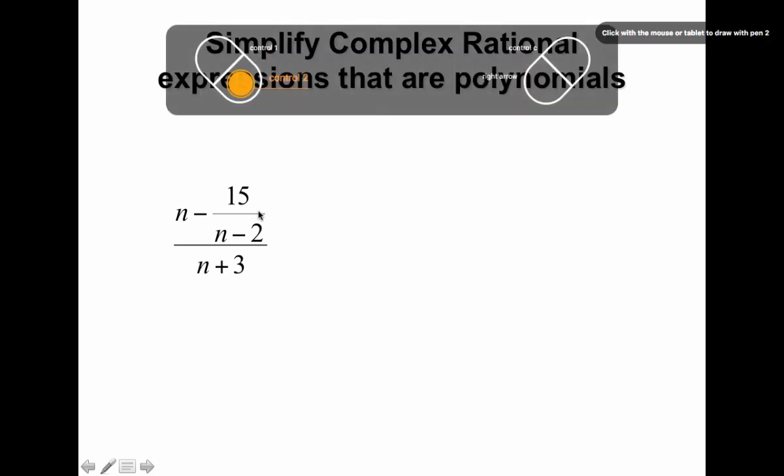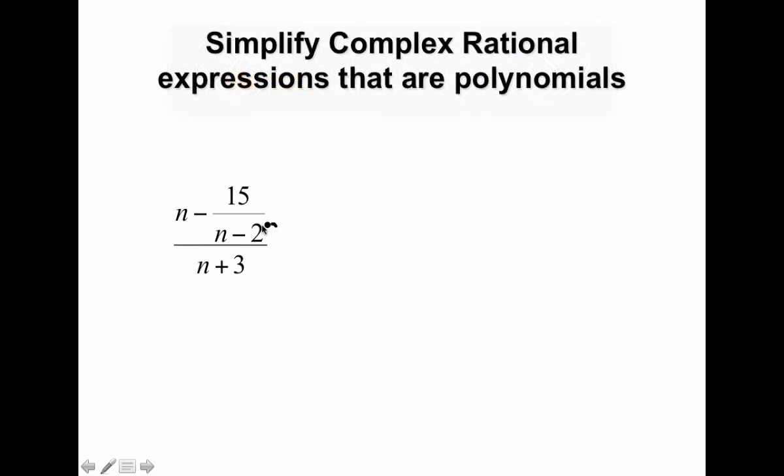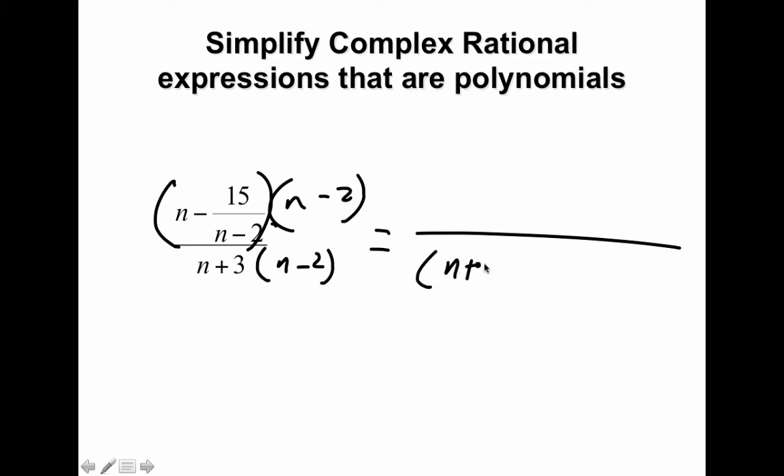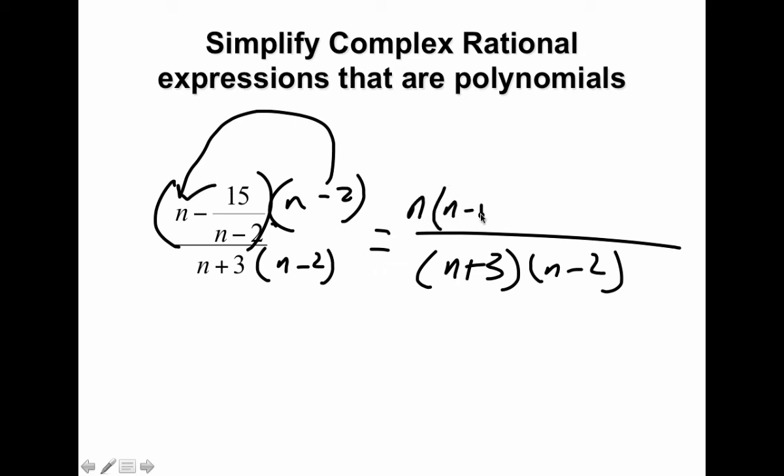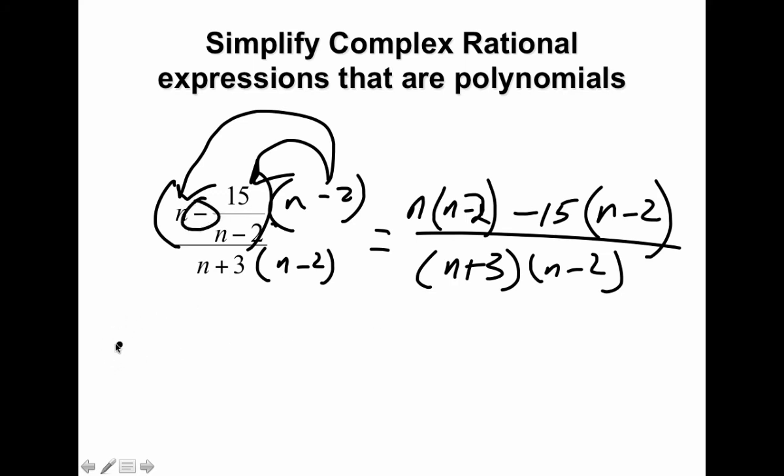Last thing that we've got to take a look at: how do I deal with a fraction and a fraction here? What I like to do is just multiply that out. Multiply by the whole n minus 2 and n minus 2. So what you get on the bottom is n plus 3, n minus 2. And then you take this whole thing times n: n times n minus 2, minus 15 times this whole thing, n minus 2. Now we simplify the top on its own. Got to watch out for that negative sign, boy. Let me tell you.